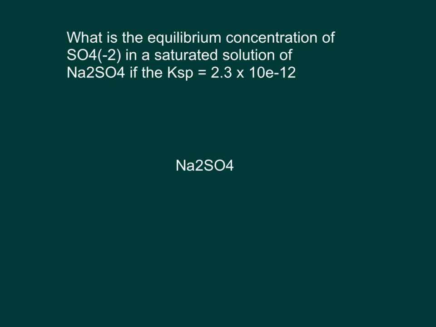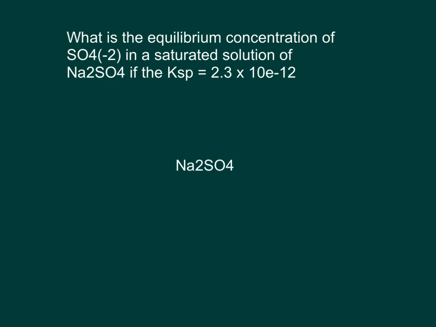Okay, so today we're going to find what is the equilibrium concentration of SO4 2- in a saturated solution of Na2SO4 if the Ksp equals 2.3 times 10 to the -12. So we're going to start with the compounds we have: Na2SO4, and that'll be our reactant.